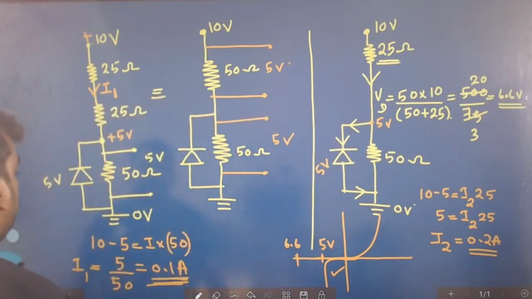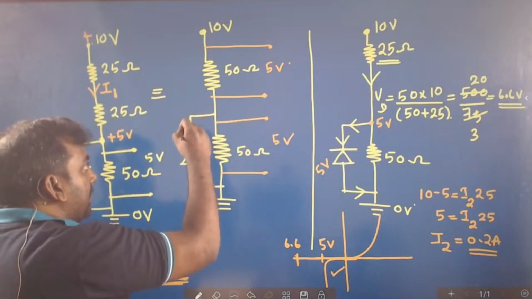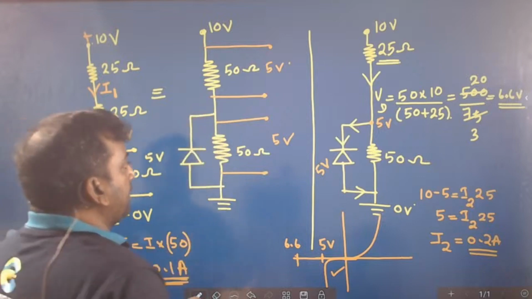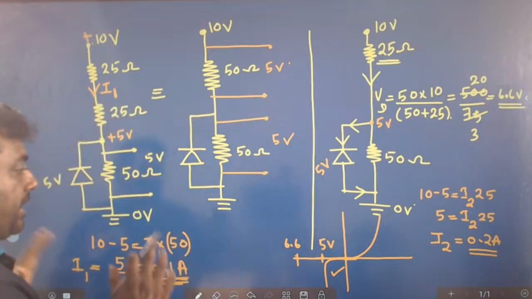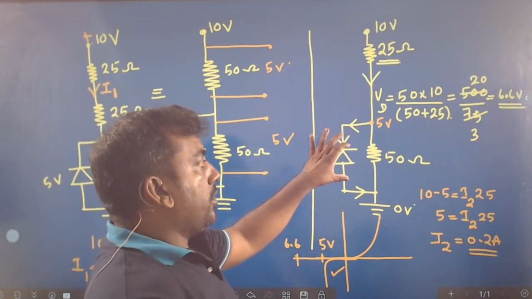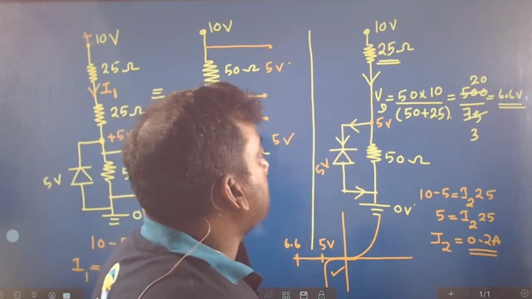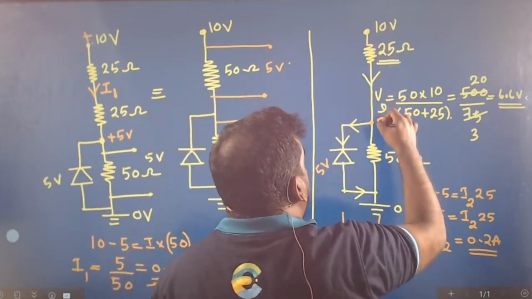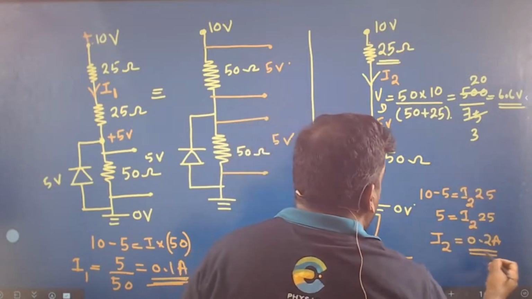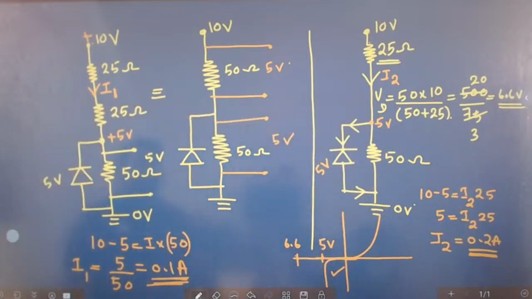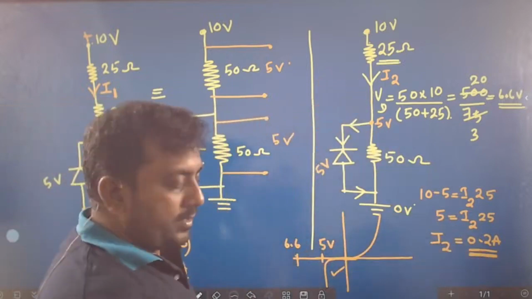What about this one? Here just 5 volt means, here current can pass through. If you look at it, 5 divided by 50, 0.1 can go. Just break down. Here 5 volt. Current goes to the least path of resistance. So there you go, it goes. So here 5 volt means 10 minus 5, current I2 times resistance. Here current is 0.2. So current here is 0.1. Current here is 0.2. Right there.